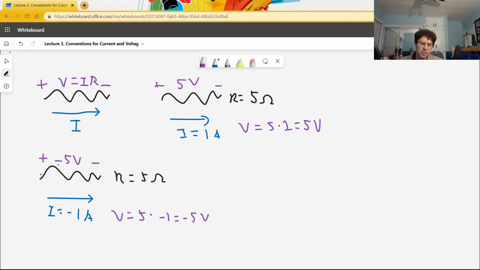Okay, that's kind of weird. What is meant by a -5 volts drop? It must be a 5 volts rise. This terminal is -5 volts higher than this terminal. That means that this terminal is 5 volts lower than this terminal.